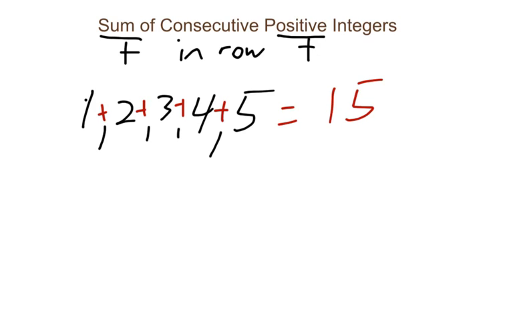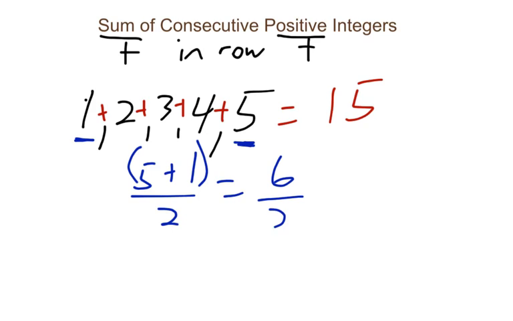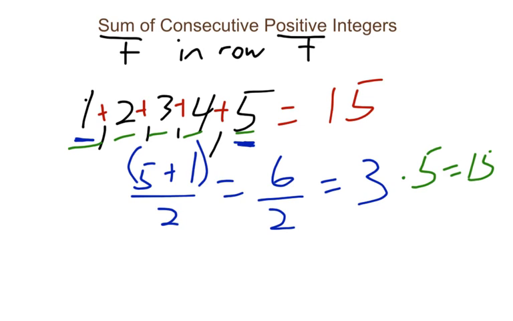But let's try something out here. What if I took the average of the greatest and the smallest numbers, so 5 and 1. So if I did 5 plus 1, there's two numbers, so divide by 2. And we would get 6 over 2, which is 3. And then how many numbers do I have? Well, there's 5 numbers, 1, 2, 3, 4, 5. So I can multiply by that number of numbers and I would still get 15.